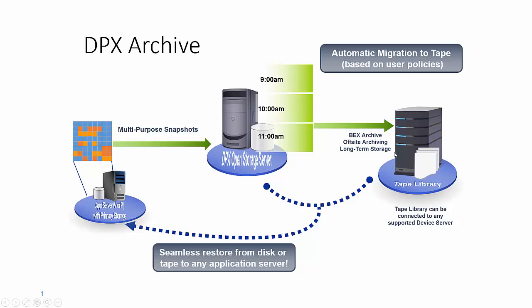In this case, as snapshots expire off of our DPX open storage server, our master server is keeping track of snapshots and data and where they reside, and it will be able to seamlessly perform a single step restore from either the open storage server or tape library depending on where it can access that data. So with that said, let's jump right into the demo to see how exactly we can set up DPX Archive.